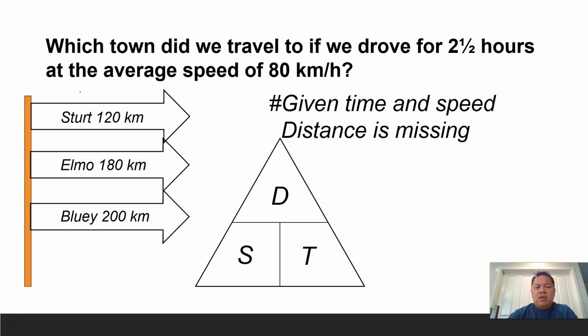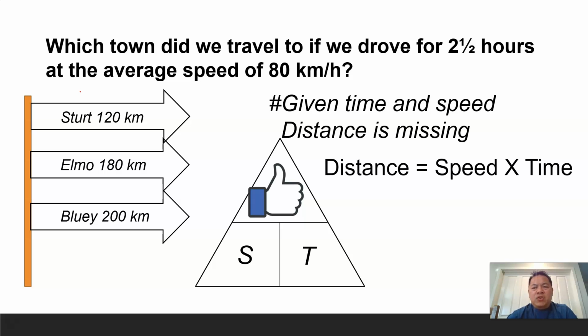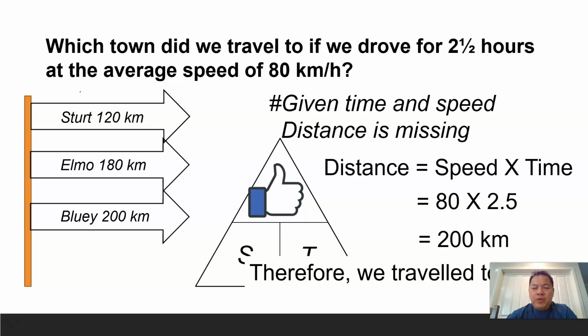Am I right? So in order for us to get the distance, we cover up distance, and the formula is speed times time. And speed times time is actually 80 kilometers per hour times 2.5 hours. So 80 times 2.5, you actually get 200 kilometers. So I have actually helped you to answer this question, isn't it? But I want you to show the working in your book, okay, to tell me your understanding on how you get 200 kilometers. So you have to show me the working. So we travel to Bluey.